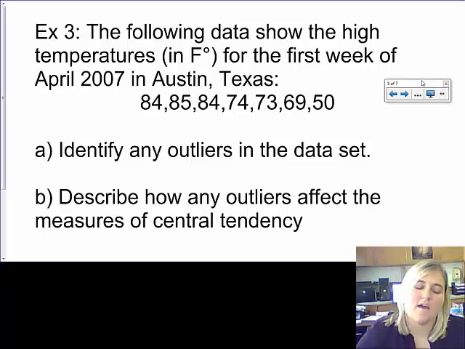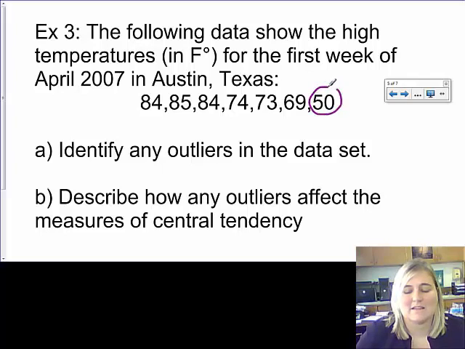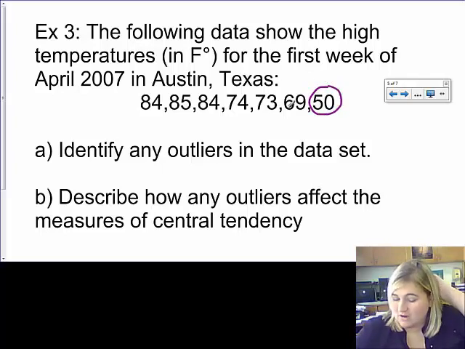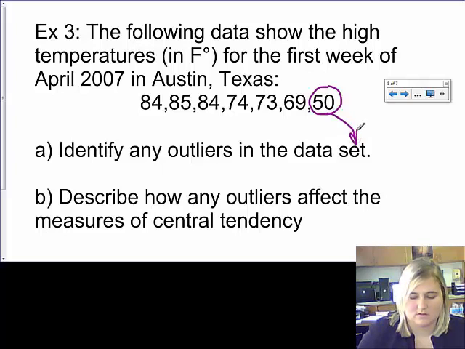So I have 84, 85, 84, 74, 73, 69, and 50. So of those, what number doesn't look like it belongs? I hope that you're thinking 50, because it is 19 lower than the next number that's closest to it. So 50 would be our outlier. That's what we would say here. So we'll just draw an arrow to that.